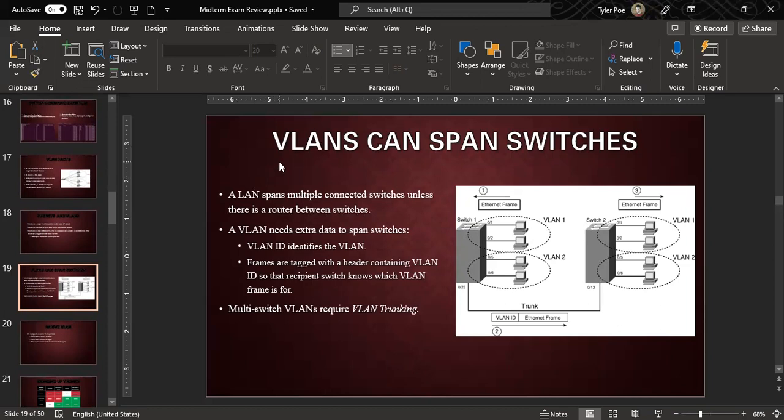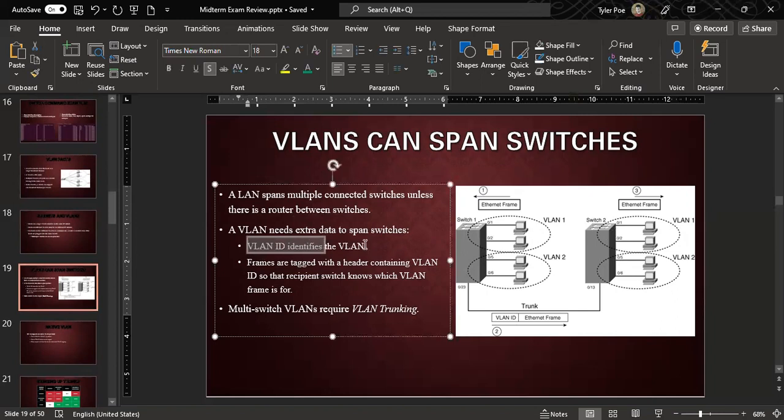Now, VLANs can span switches. While devices in different VLANs cannot communicate without a router, devices in the same VLAN across multiple switches can communicate with one another. A LAN spans multiple connected switches unless there is a router between switches. So a VLAN needs extra data to span switches. In other words, a VLAN can actually be on multiple switches at once. And the way we do this is we have VLAN IDs, or VLAN tagging.